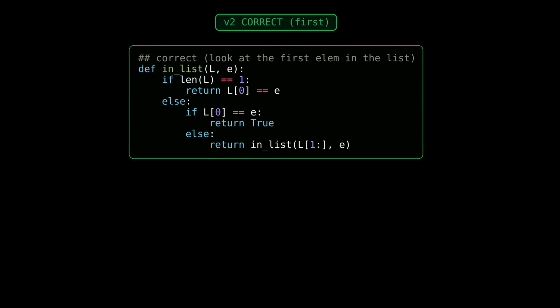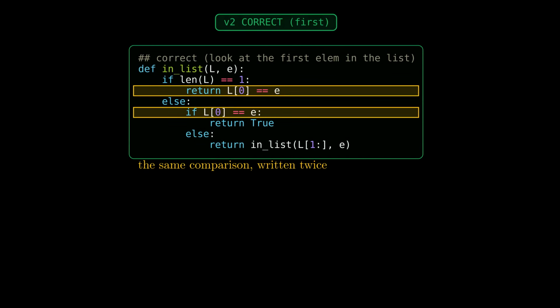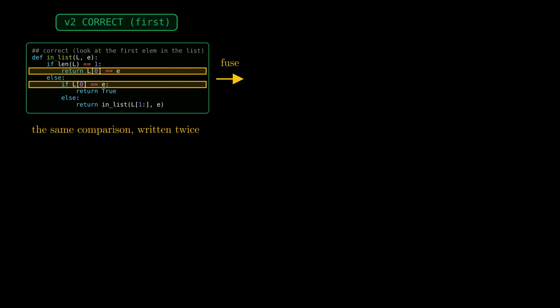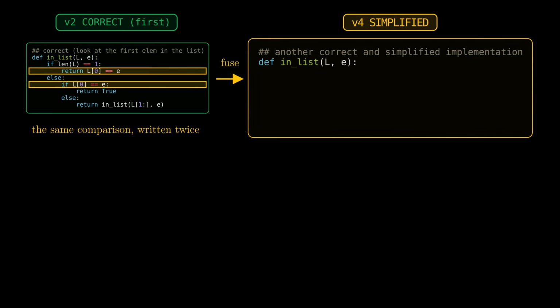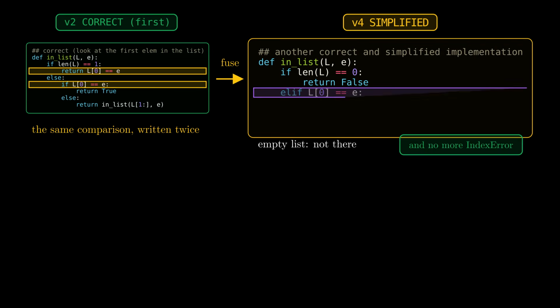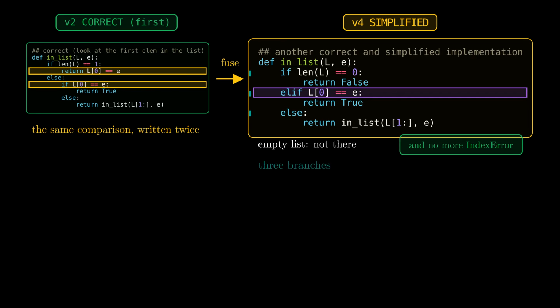Watch that cleanup here. The same comparison, the first element of L against E, is written in two places, so they fuse into one branch. That opens up a new, simpler base case. If the length of the list is 0, the element is certainly not there, return false. Then if the first element is equal to E, return true. Otherwise, recurse on the rest. 3 branches and it reads cleanly.